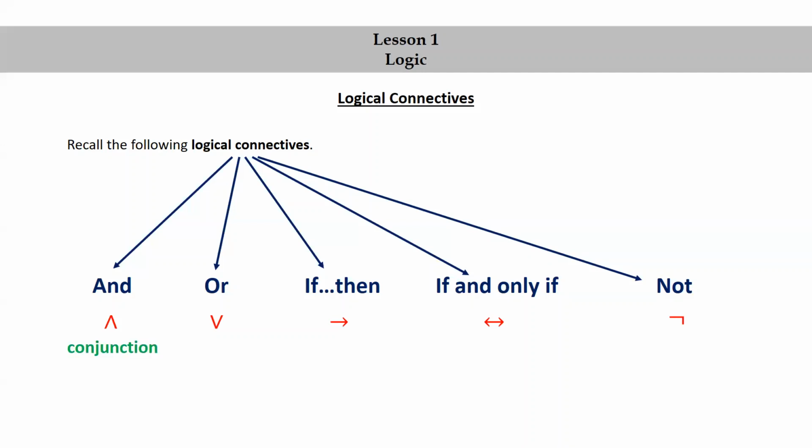When we combine two statements using the word and, the resulting statement is called a conjunction. Similarly, for or, we get a disjunction. For if then, we get a conditional or implication. For if and only if, we get a biconditional. And for not, we get a negation.